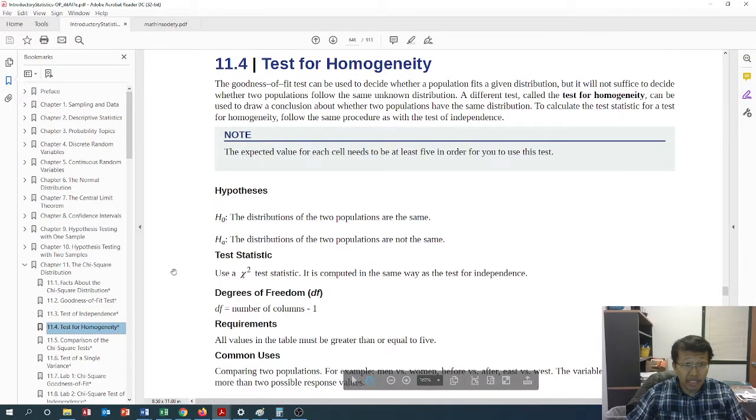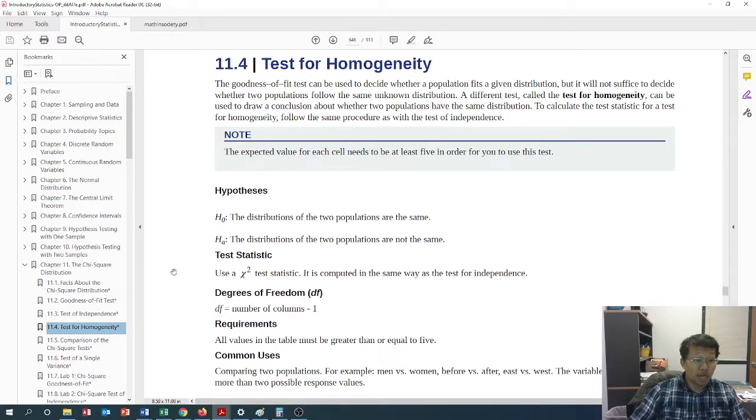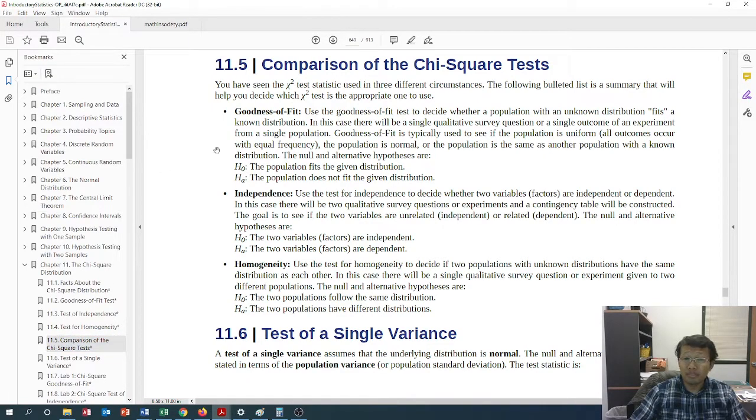Before doing any problem of homogeneity, many of you might be concerned about how to figure out whether we should go for goodness of fit or test of independence or test of homogeneity. So I would ask you to go for this 11.5 comparison of the chi-square tests, and then go through these 3 paragraphs, and you will have an idea about when to use goodness of fit or test of independence or test of homogeneity. So let me just go through this quickly.